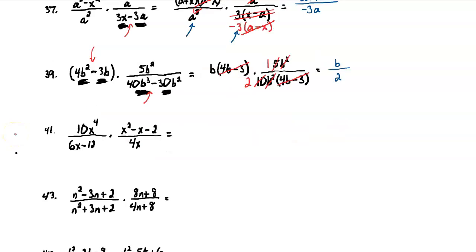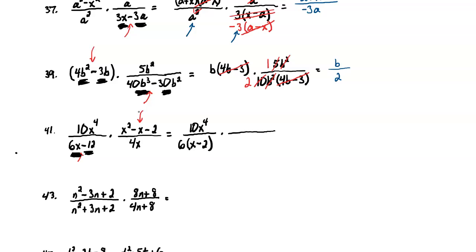Okay, number 41 is multiplying fractions, and in these fractions there are polynomials. This polynomial can be factored. It's going to have a GCF, and this trinomial can be factored. Let's rewrite 10x to the fourth power over, factor out a 6. 6 times x is the 6x. 6 times the minus 2 is the minus 12.